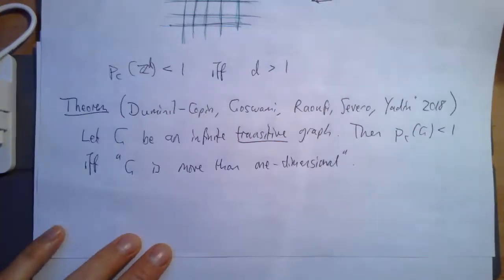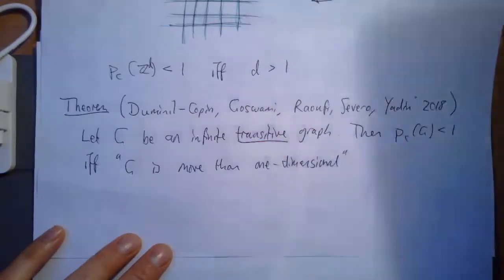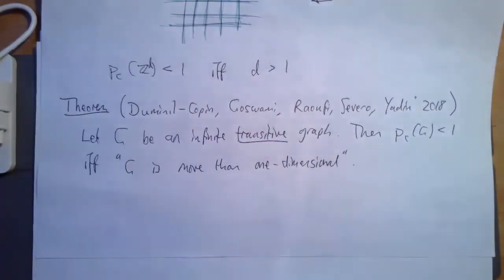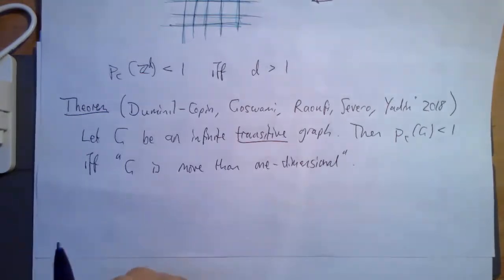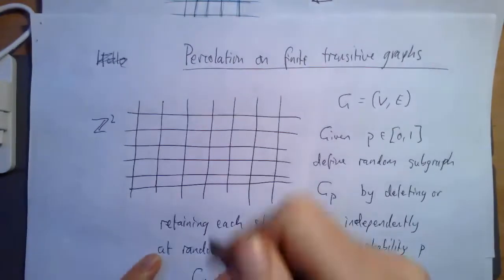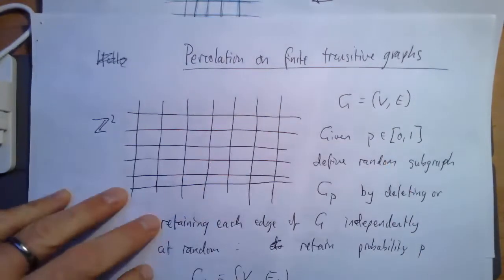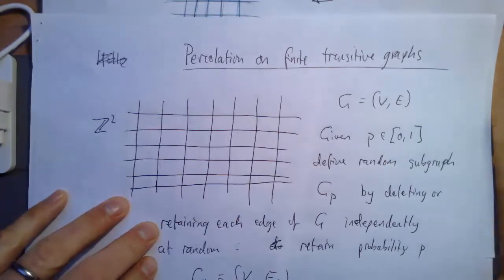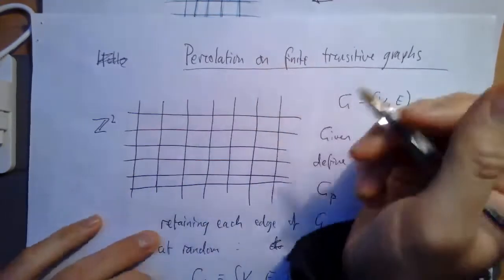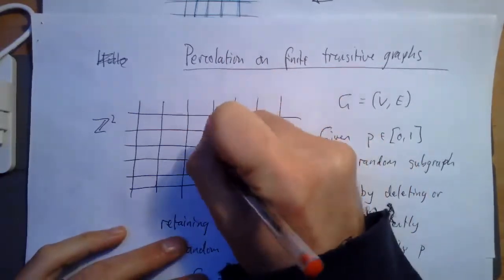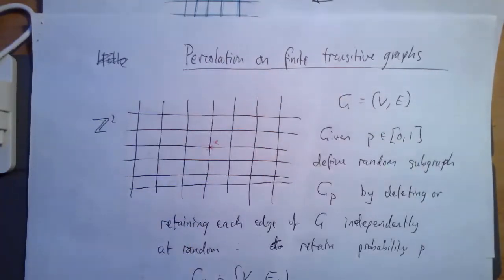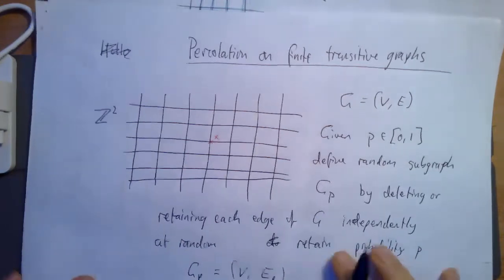Okay, so I'm going to define dimension in terms of what's called the growth rate of the graph. To define that, I'm going to have to come back to this picture again. Let's fix some vertex X of whatever graph we're looking at.